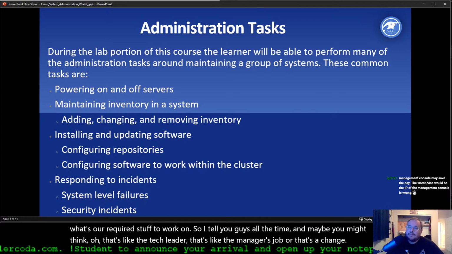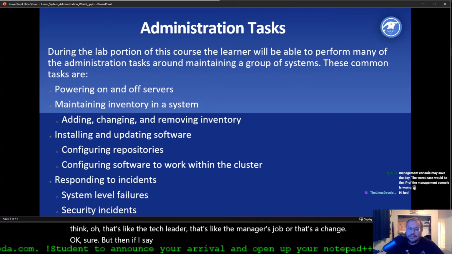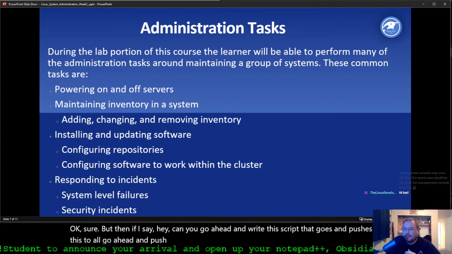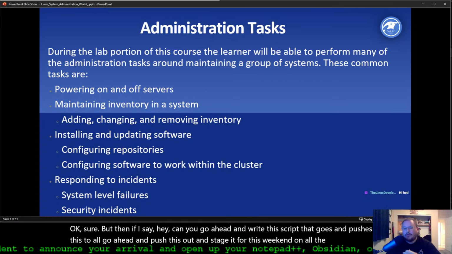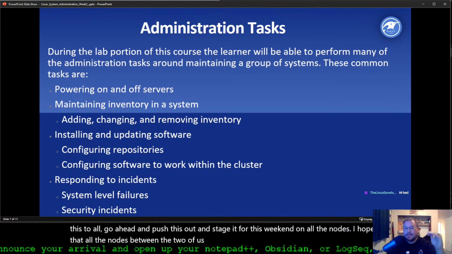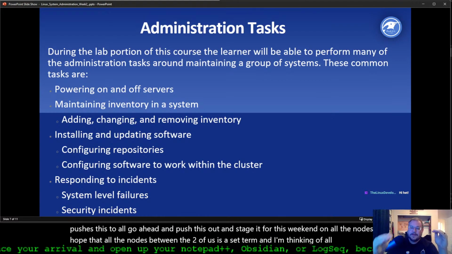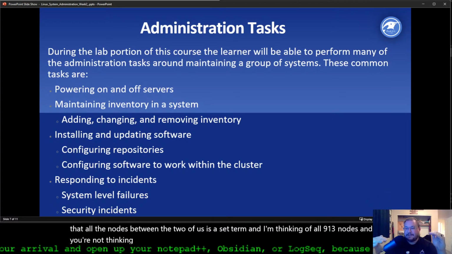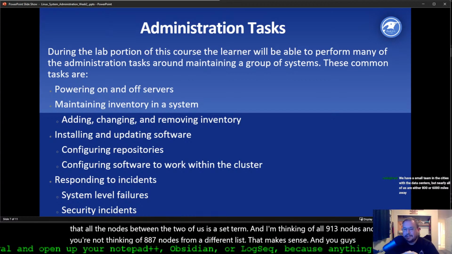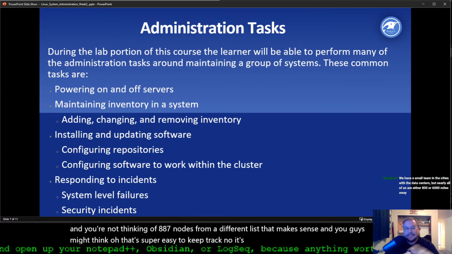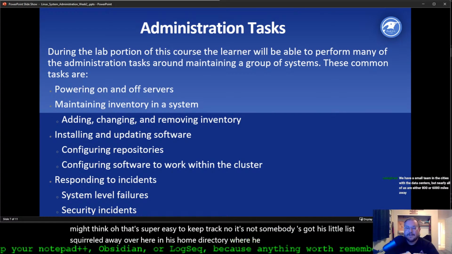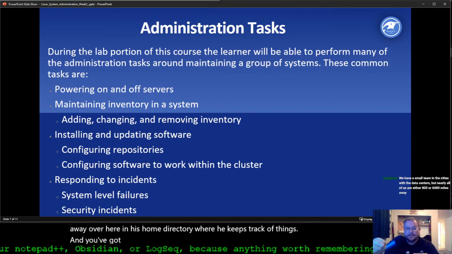Okay, sure. But then if I say, hey, can you go ahead and write this script that pushes this out and stage it for this weekend on all the nodes? I hope that all the nodes between the two of us is a set term, and I'm thinking of all 913 nodes, and you're not thinking of 887 nodes from a different list. Does that make sense? And you guys might think, oh, that's super easy to keep track. No, it's not. Somebody's got his little list squirreled away in his home directory where he keeps track of things, and you've got this other list over here.